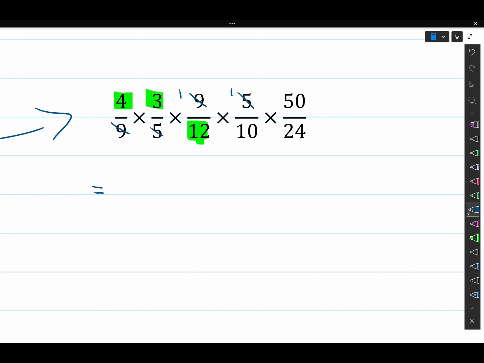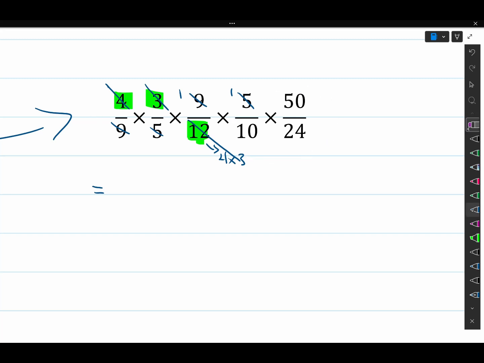Now those are not the same numbers, but I know that I will be multiplying my numerators together or multiplying my denominators together. So really I can see this 12 as a 4 times 3. And if I view this 12 as a 4 times 3, then I can cancel out the 4, the 3, and the 12, which is my 4 times 3. So now I'm just remaining with a 50, a 10, and a 24.